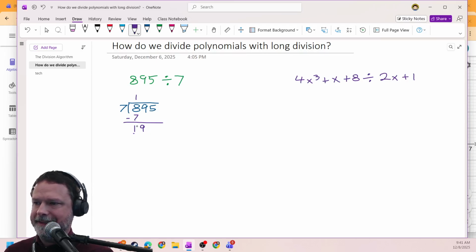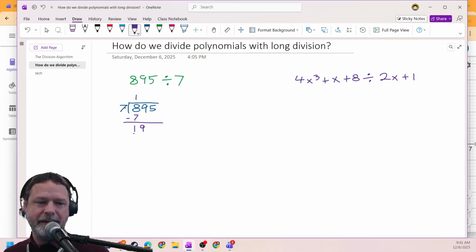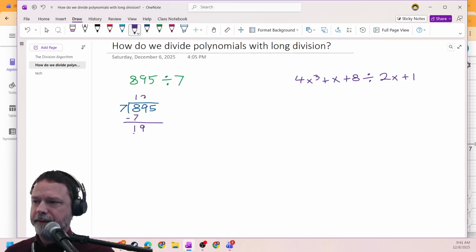That's 19. Now I'm thinking, how many times can 7 go into 19? I think it's 2. 3 would be too many. So 2 will have to do it since 2 works, right? And we know every time we subtract, we need to get something that's less than what we started with. So 19 minus 14 is 5. Great. That's less than 7. I'm doing great. Bring down the next number, the 5.